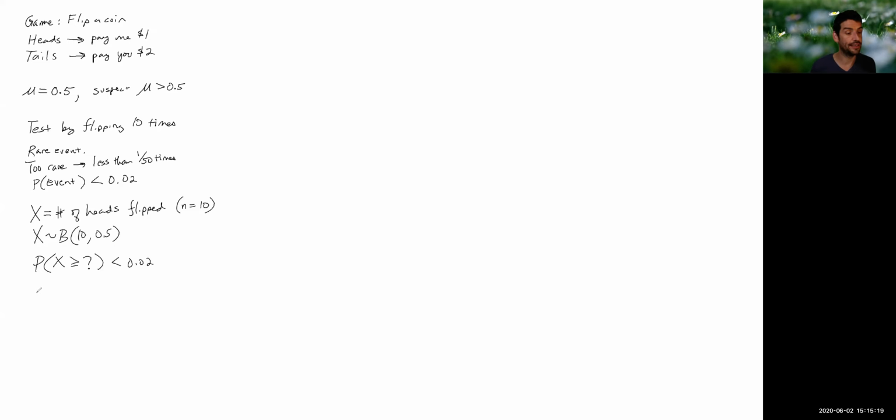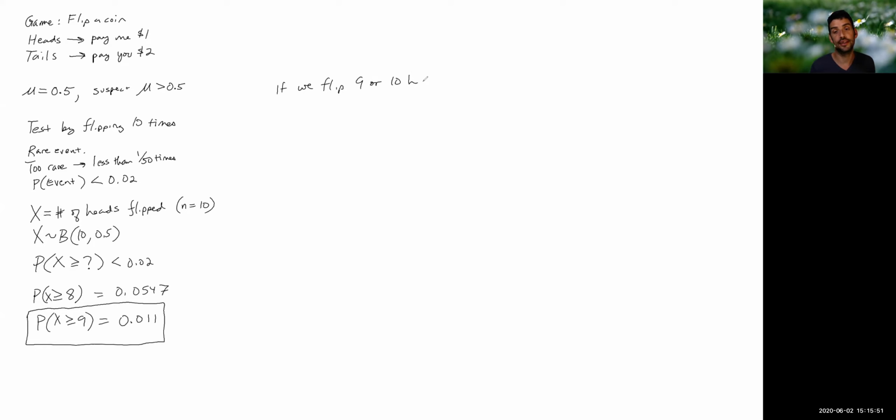And since this is a binomial, this is pretty easy to compute. It turns out that the probability of X being greater than or equal to 8 is 0.0547. That's too big. But if we look at the probability of X being greater than or equal to 9, that only has a chance of 0.011. Right? So here we found that if you flip 9 or 10 heads in this test, you've crossed the rare event line.